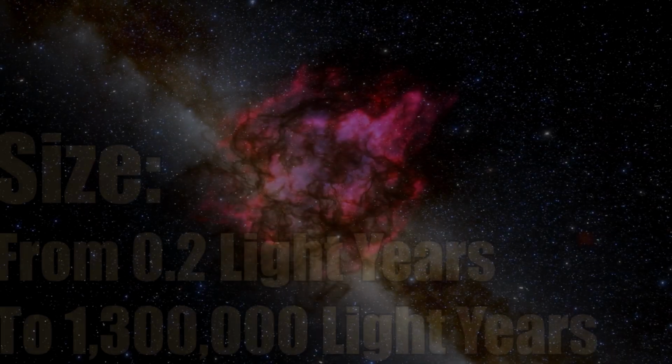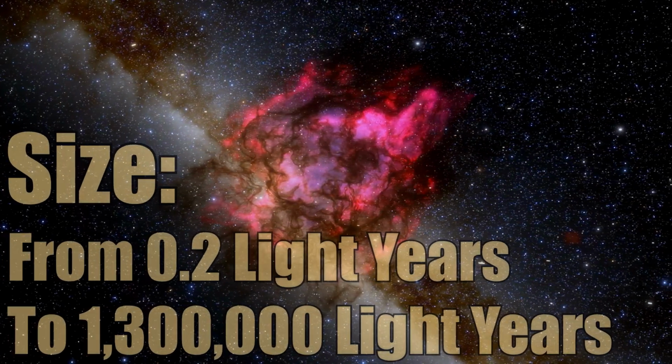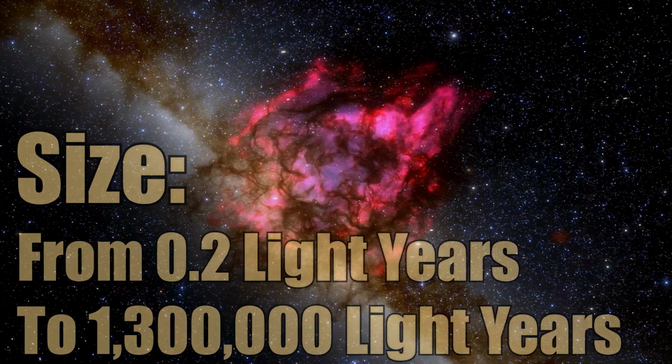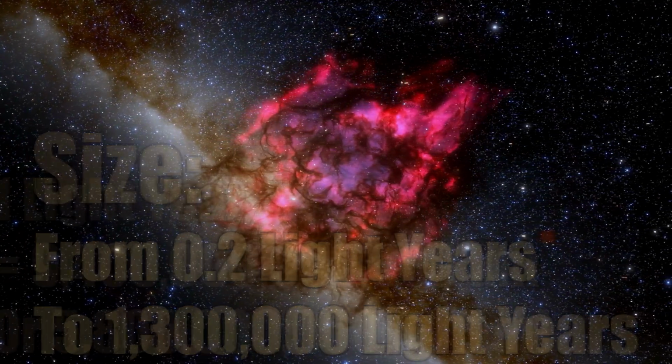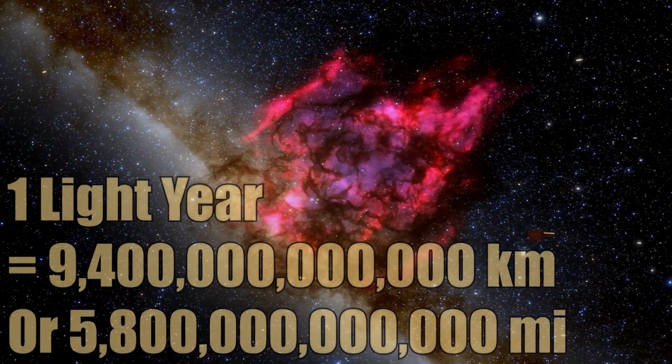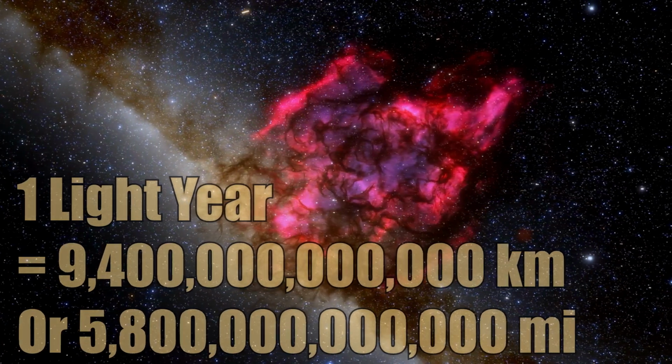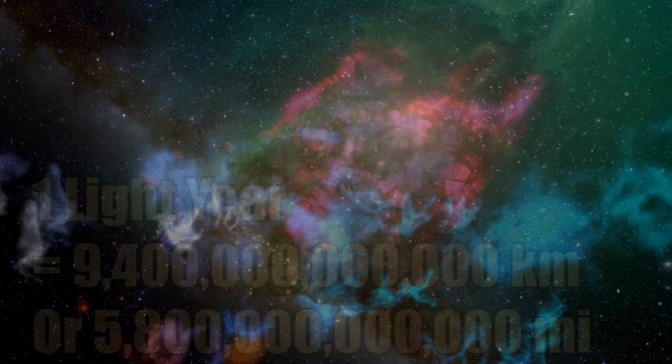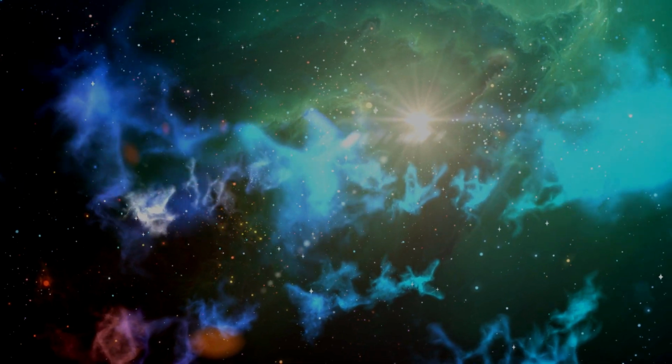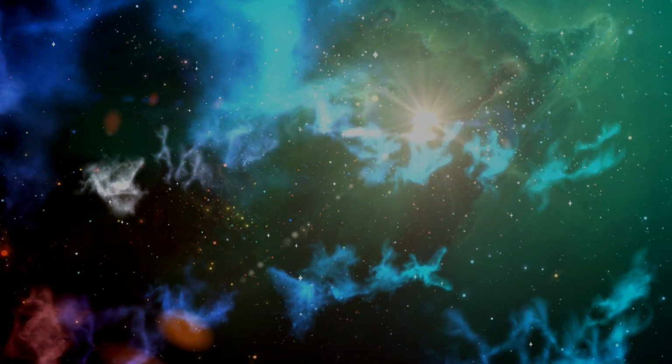A nebula is a giant and often beautiful cloud of interstellar gas and dust that can be seen in the night sky either as a bright patch or a dark silhouette. The word nebula comes from Latin and means mist or fog.